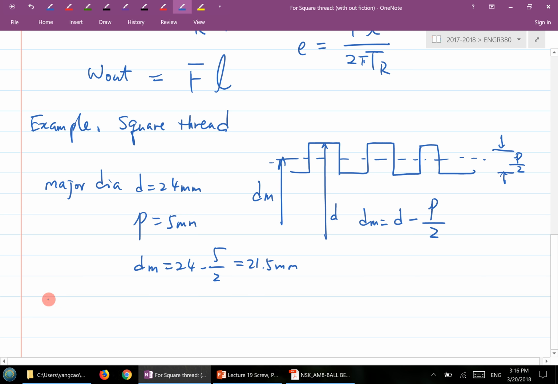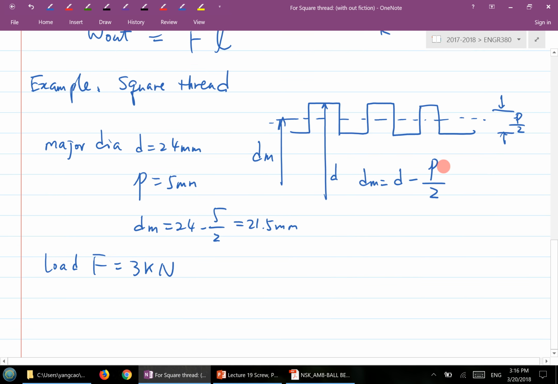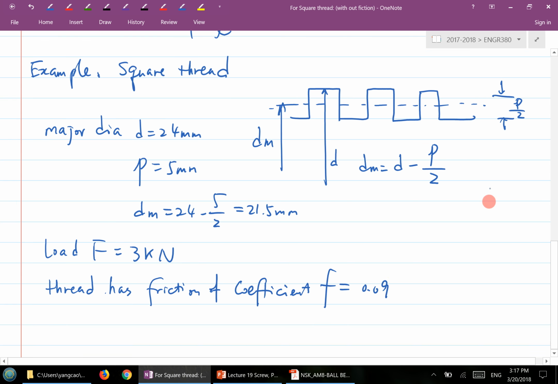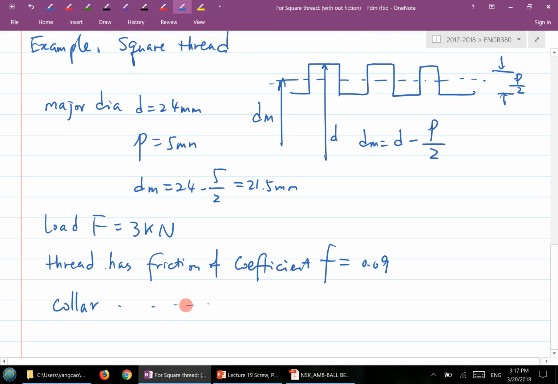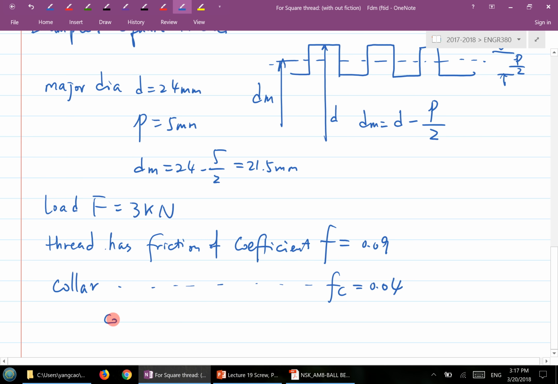So let's suppose we're trying to raise the load F equal to 3 kilonewton. The thread has a friction coefficient f equal to 0.09. The collar has a friction coefficient fc equal to 0.04, and the collar has a mean diameter, let's say, 33 millimeter.